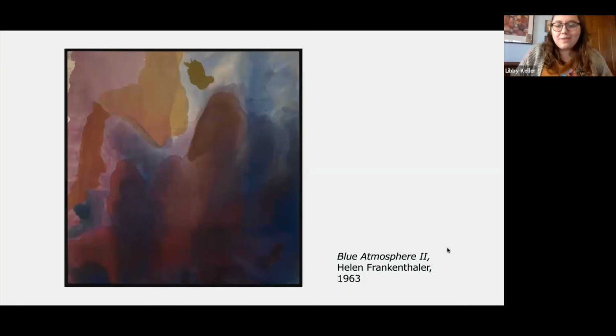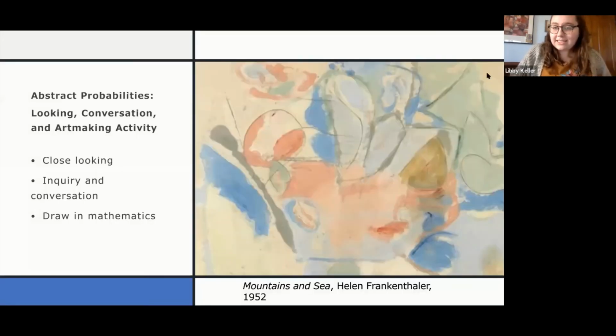And so the one that I want to show you and try out an activity with is this one, which actually comes from the National Gallery of Art. And it's another Frankenthaler. It's called Mountains and Sea. And before we give it a little test, I'll tell you a little bit about the process of how we would structure this activity in the galleries. So we start with close looking.